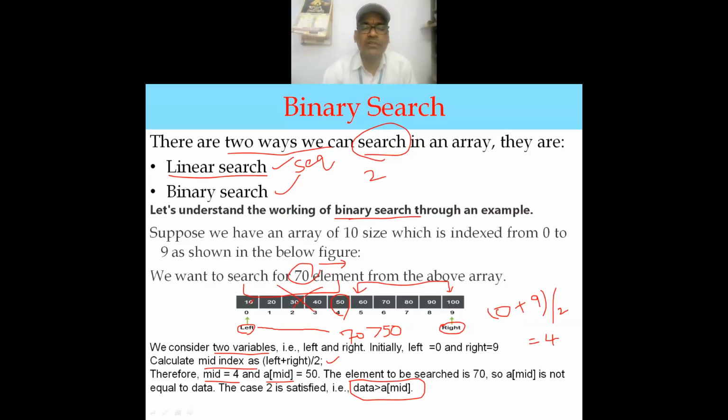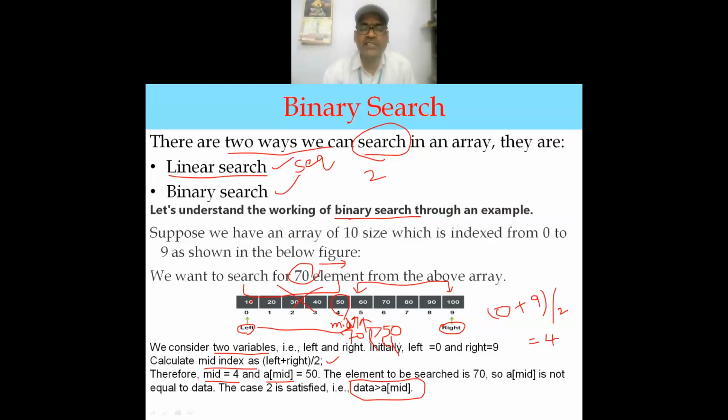We move the left index variable to the mid plus 1 location. So left is now pointing here. Again, the same process is repeated, and we will calculate the mid location again, because left is now present at this position.